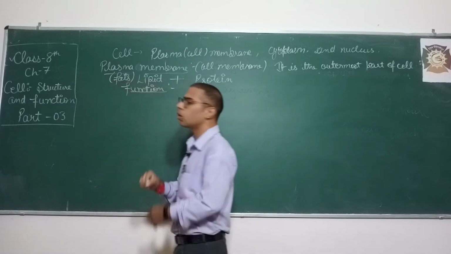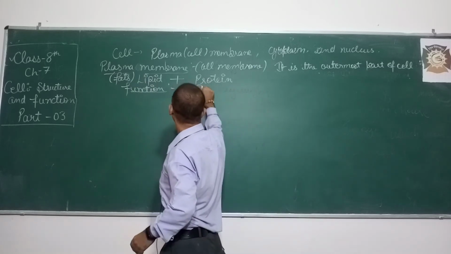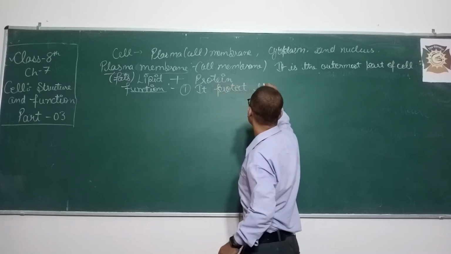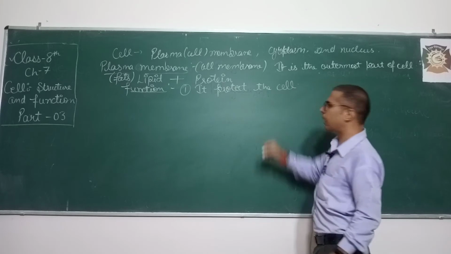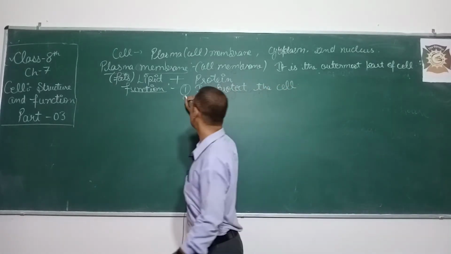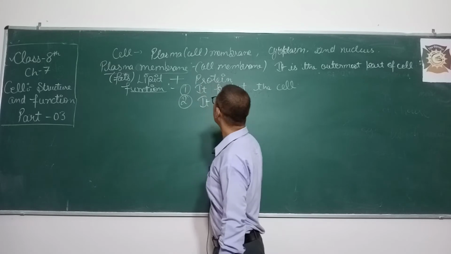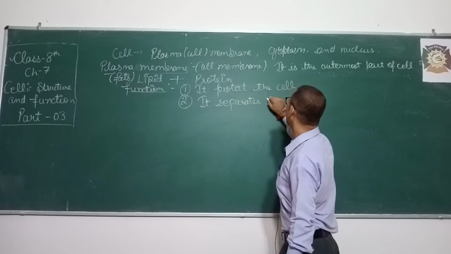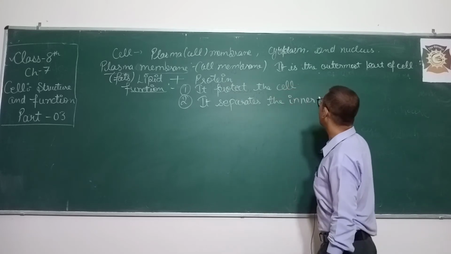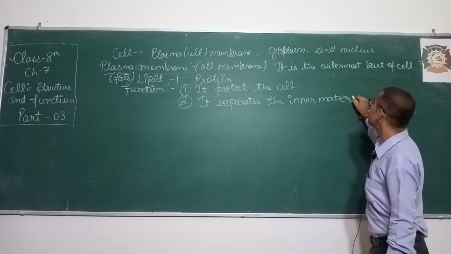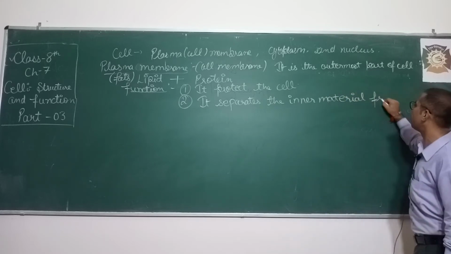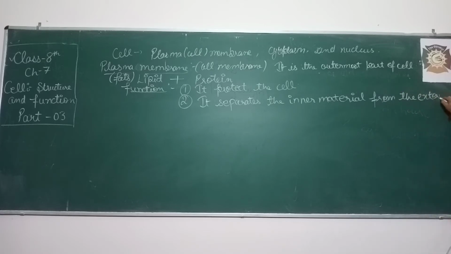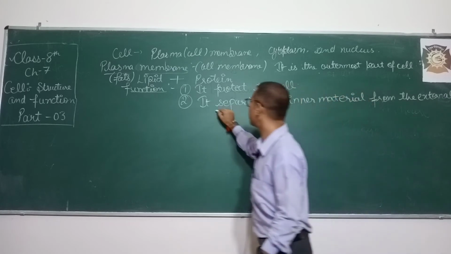Okay friends. So the very first function is that it protects the cell. The plasma membrane, the cell membrane, protects the cell. Second function, it separates the inner material of the cell, or you can say it separates the cell from the external environment.